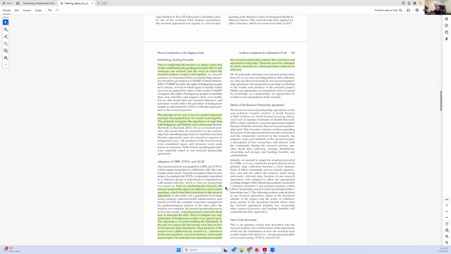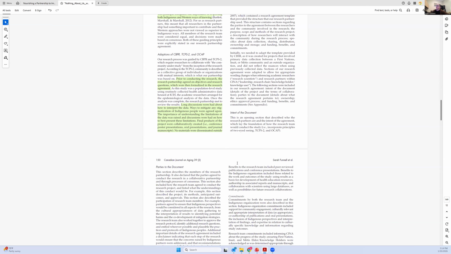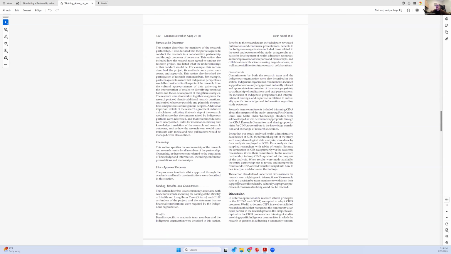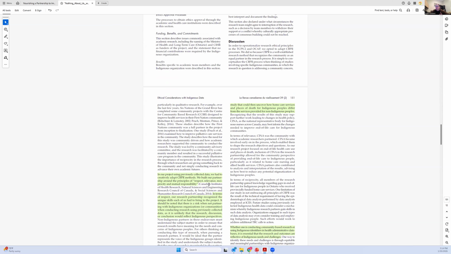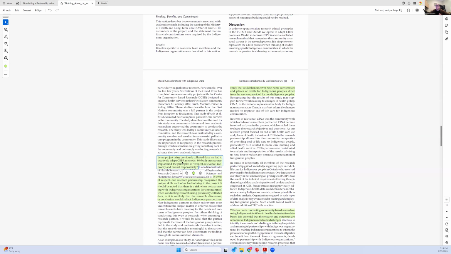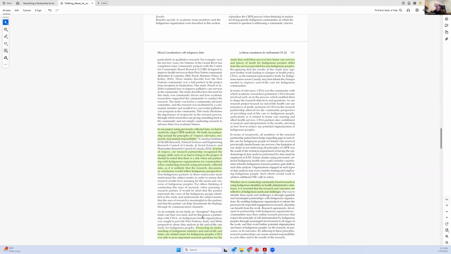So having these really robust and thoughtful conversations about every step of the research process, collaboratively and in partnership, was a really important process here. And they said that they built their partnership around principles of respect, relevance, reciprocity, and mutual responsibility. One of the examples they gave was recognizing the unique skills that each person brought to the project. And they really highlighted the importance of partnering with that Indigenous organization, especially when analyzing already collected data.